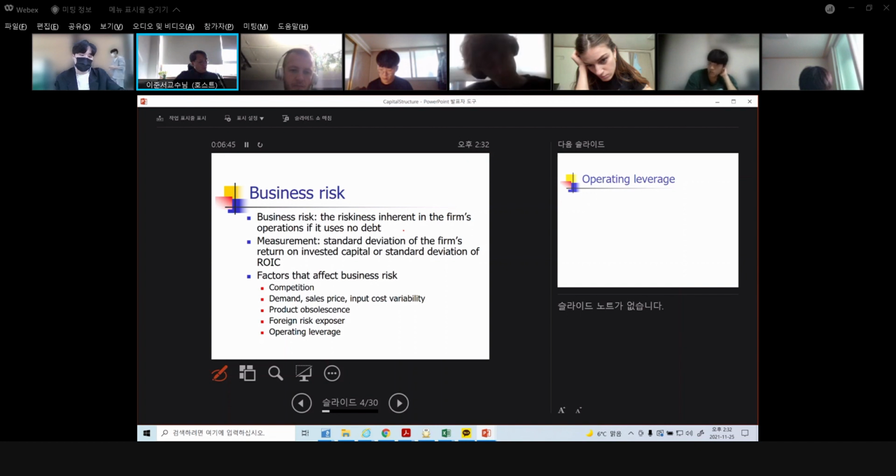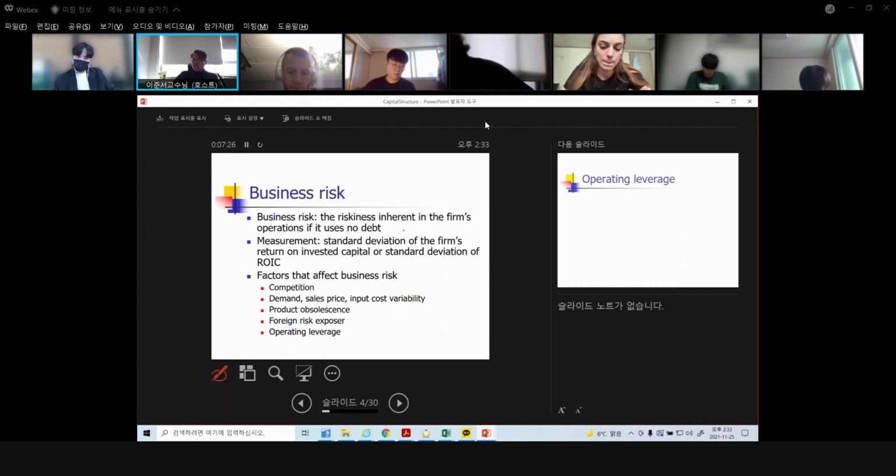Now, we introduce two new dimensions of risk. A different dimension, different from what we talked about so far. One of them is business risk. The other one is financial risk. Business risk is the riskiness of the firm's assets if no debt is used. Whereas financial risk is the additional risk placed on the common stockholders as a result of using debt.